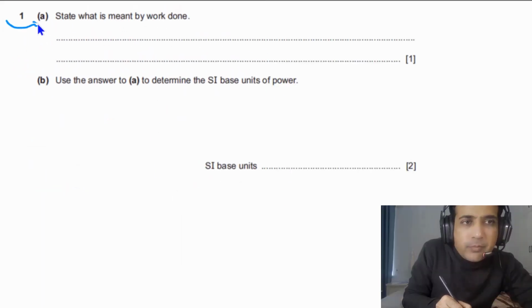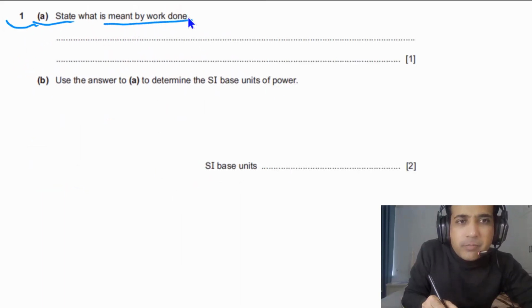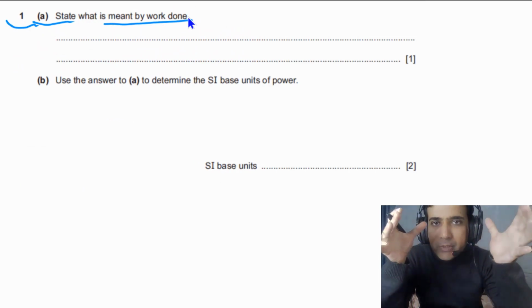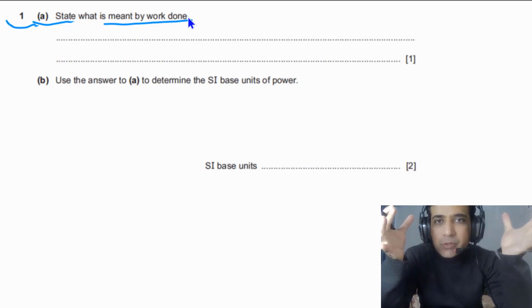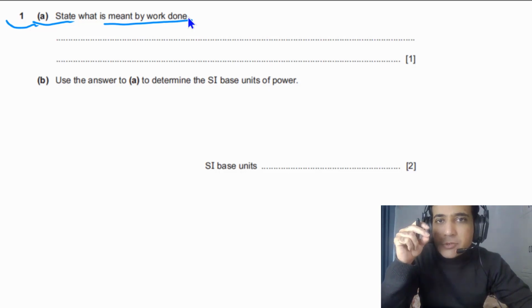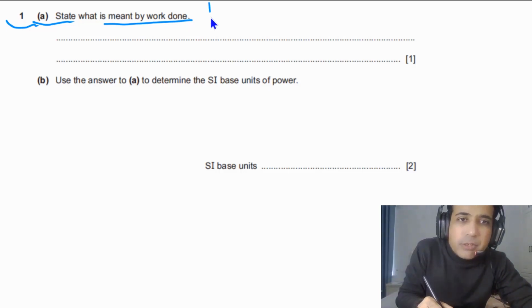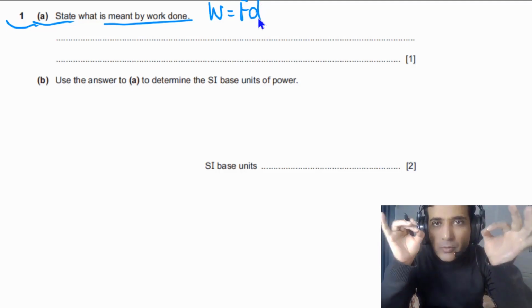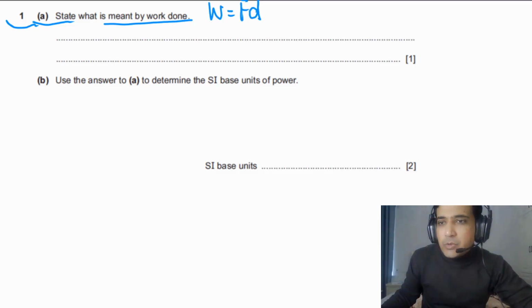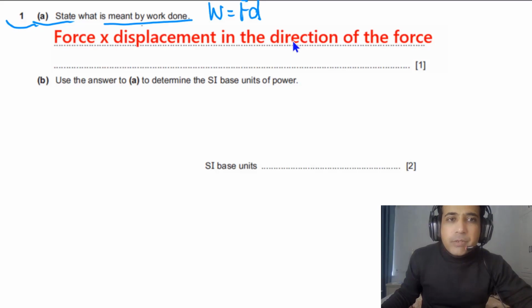For question number 1, part A, we need to state what is meant by work done. A typical type of question, you need to understand how to state this. Work done simply is equal to the product of force and displacement, and displacement has to be in the direction of the force. So simply we can say W is equal to Fs. So work done is the product of force and displacement in the direction of force. This is what you need to write down for the answer of this question.